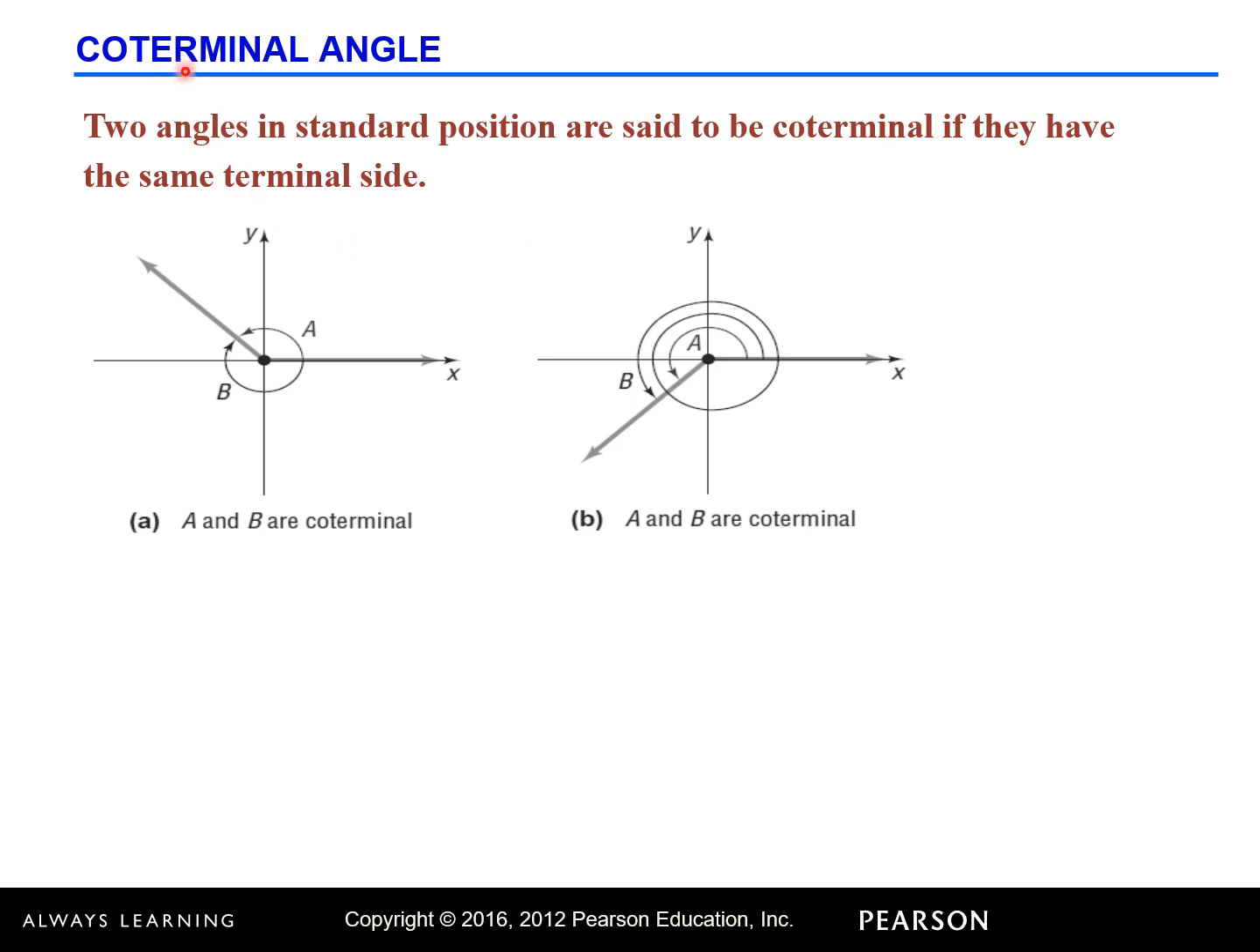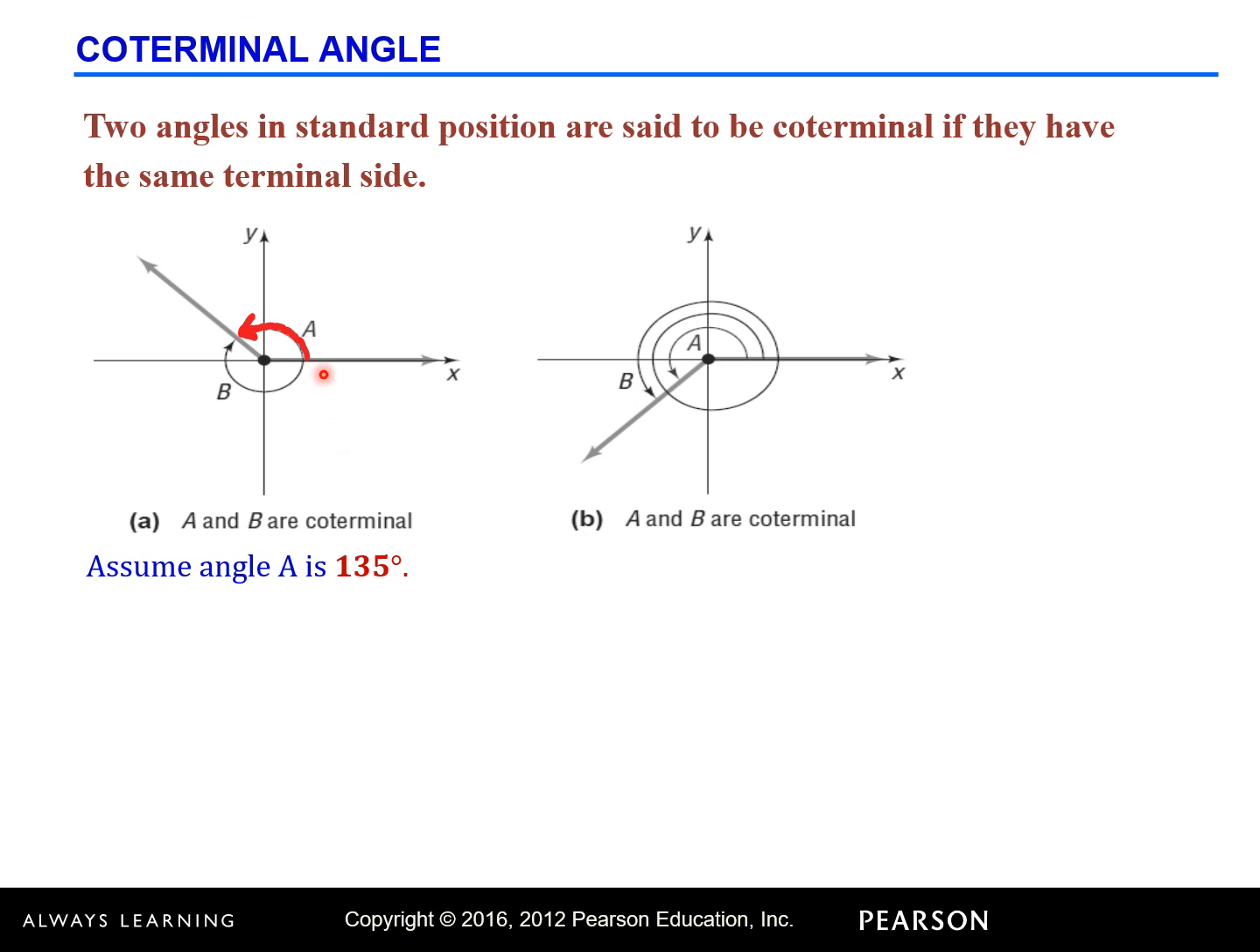Now the next topic is about coterminal angles. The prefix co means the same, so two angles in standard position are said to be coterminal if they have the same terminal side. Like in figure A, we have two angles, a positive angle A and a negative angle B. Let us assume the measure of angle A is positive 135 degrees, because A is in the counterclockwise direction.